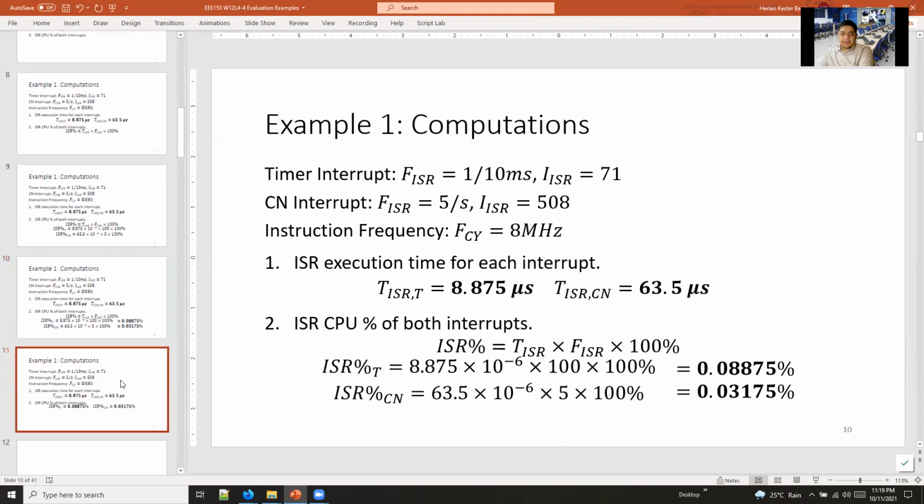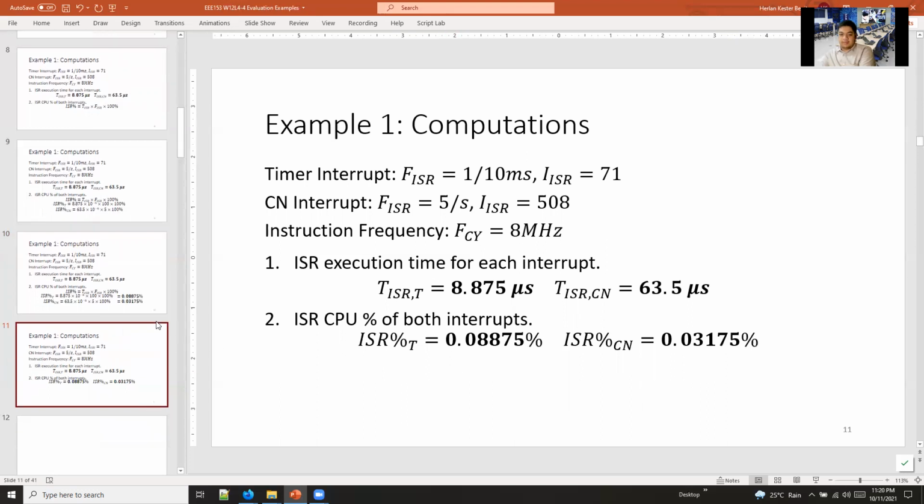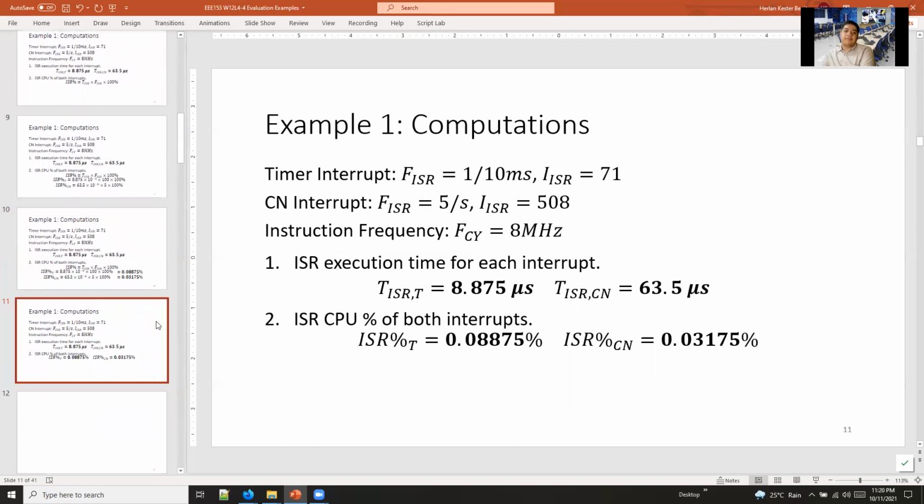So, ayan, you'll notice here, mas mataas yung execution time ni change notice interrupt, but the timer interrupt occurs more often, so mas malaki yung CPU percentage niya. Pag pinagtabi natin silang dalawa. So, if you're considering sino yung gusto nating i-improve, it might be the timer interrupt kasi mas malaki yung effect niya doon sa ating CPU percentage.